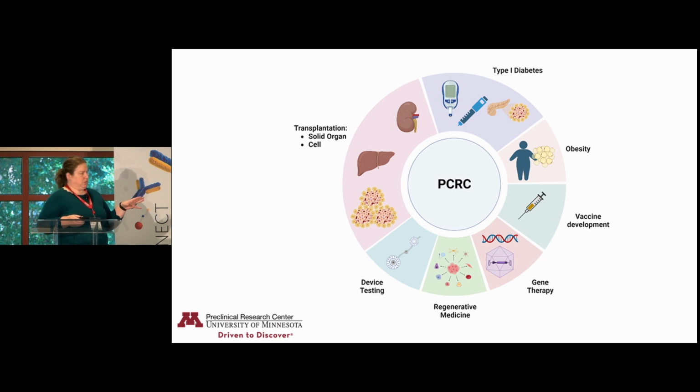In addition to the islet transplantation, we do a lot of type 1 diabetes research that focuses on a variety of different therapeutics to help improve outcomes for type 1 diabetic patients. We also look at metabolic disease and metabolic syndrome that can be comorbid with obesity. We've done some vaccine development, specifically during lockdown. We did work on some COVID vaccine studies with our primate models. We also do some device testing, regenerative medicine, and gene therapy studies.